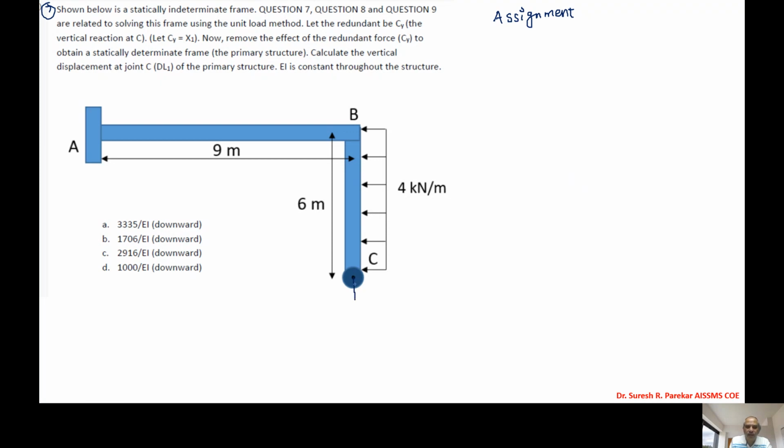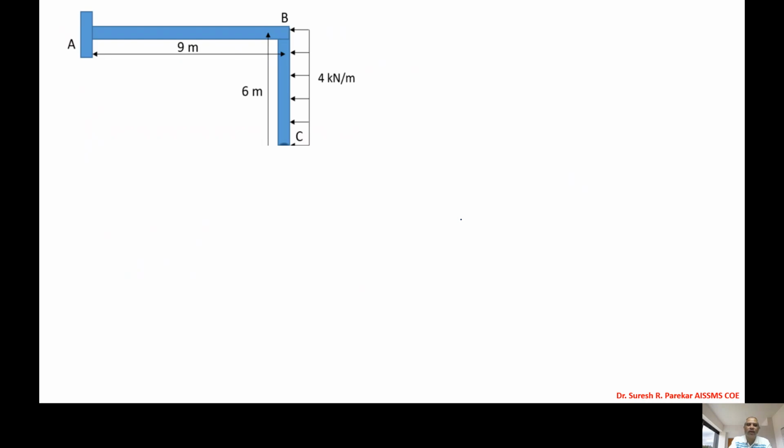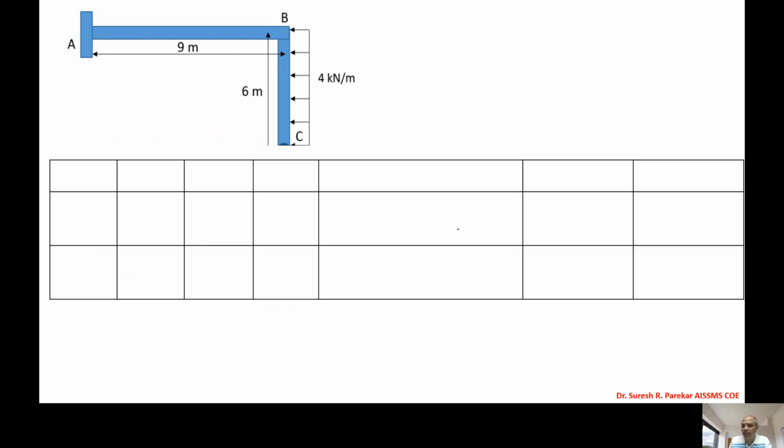We have CY. We have to consider CY as the unknown and solve for it. The degree of static indeterminacy: we have 3 over here, 1, 2, 3, and then CY, 1, so 4 minus 3 equals 1, because in a frame we have to consider horizontal also. Now we will remove CY and prepare the table.